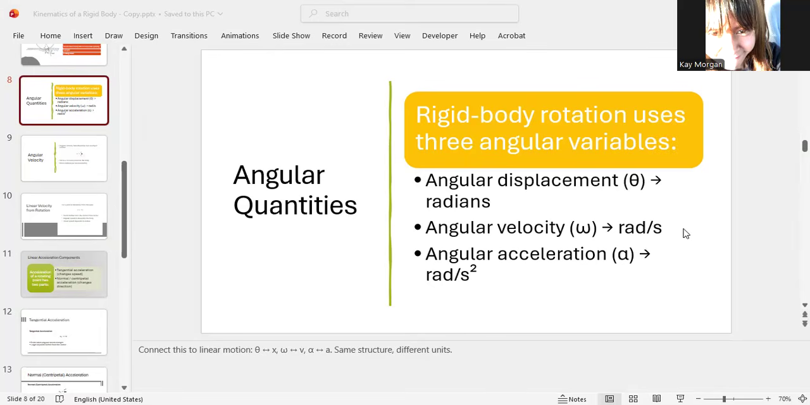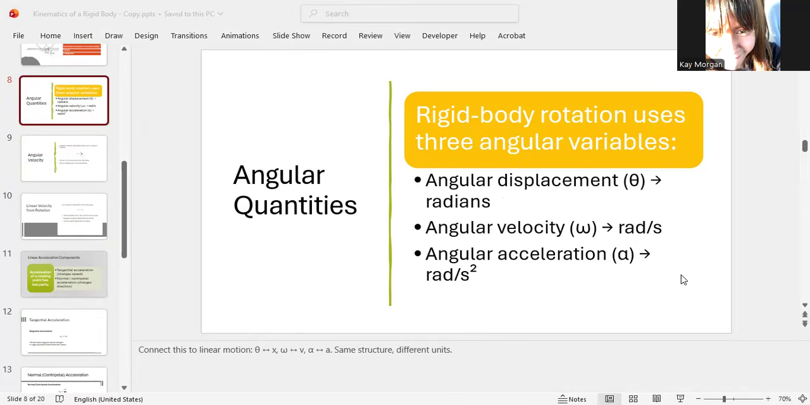The second angular quantity is called angular velocity. If you have a displacement, you get the velocity if you look at that displacement over a period of time. We give it a little w, which is omega, the Greek letter, little w like that. Since we're looking at the radians, the displacement over a period of time, your unit is rad divided by s for the time.